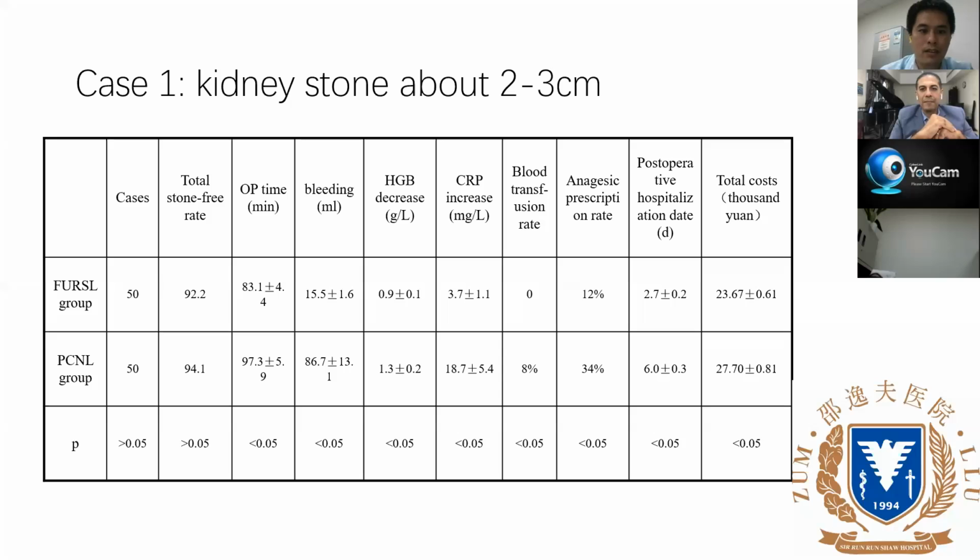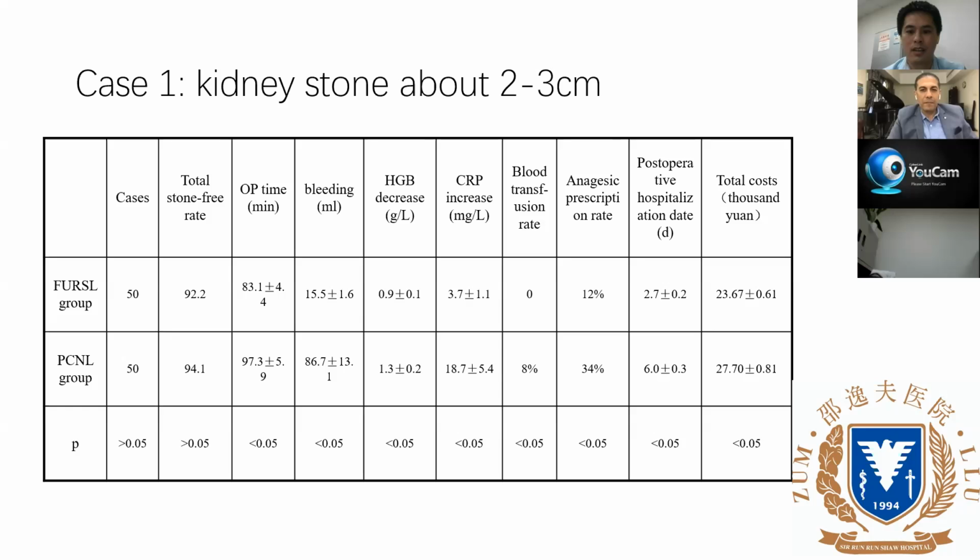And this is one case. We have 100 cases collected in our hospital, and we separated them into 2 groups. First is using flexible ureteroscopy, and the second using PCNL. We can see the stone-free rate and the operation time. The operation time is less than the PCNL group, and the bleeding volume of flexible ureteroscopy is much less than the PCNL group, as are the hemoglobin decrease and the CRP increase.